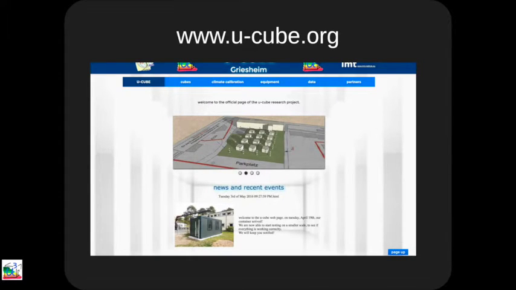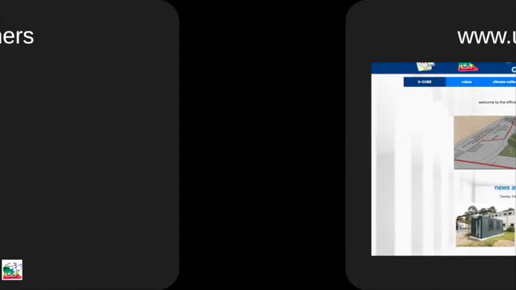All this data then goes to our webpage, and you will be able to see what's happening in which cube and how the weather is currently interacting with the cubes.